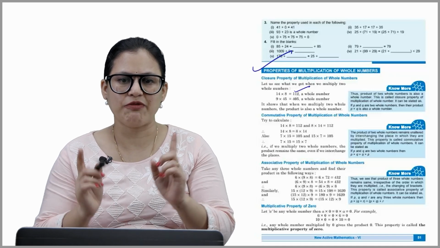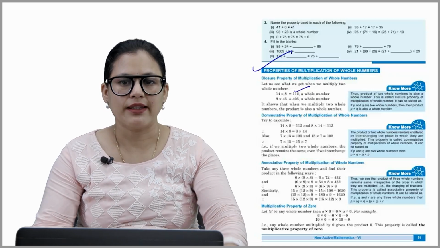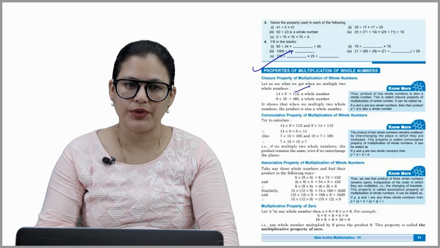It can be stated as: if P and Q are two whole numbers, then their product P into Q is also a whole number.